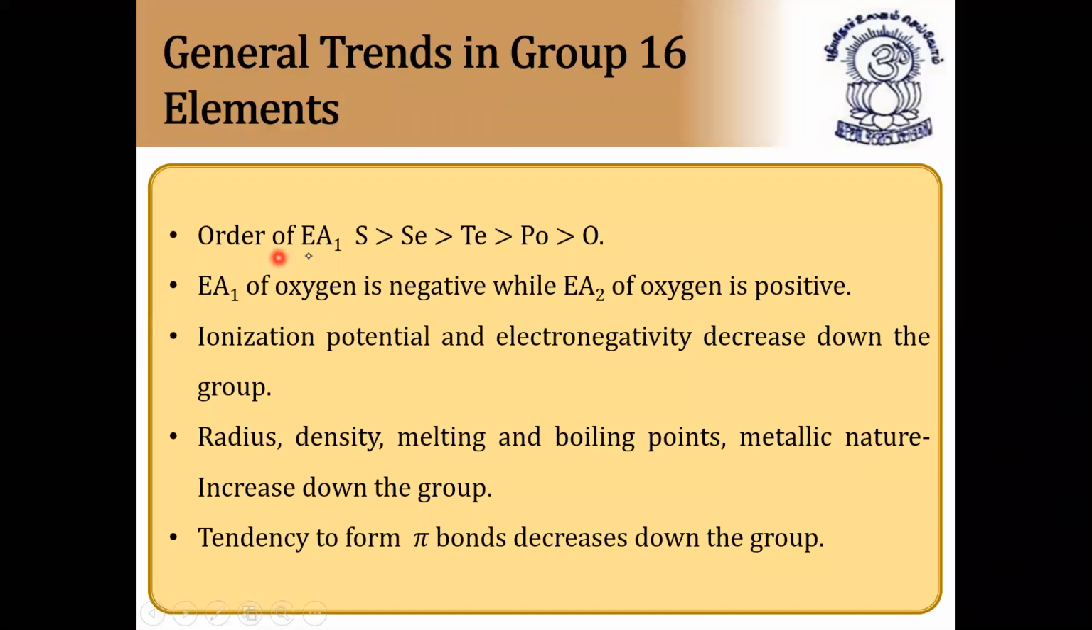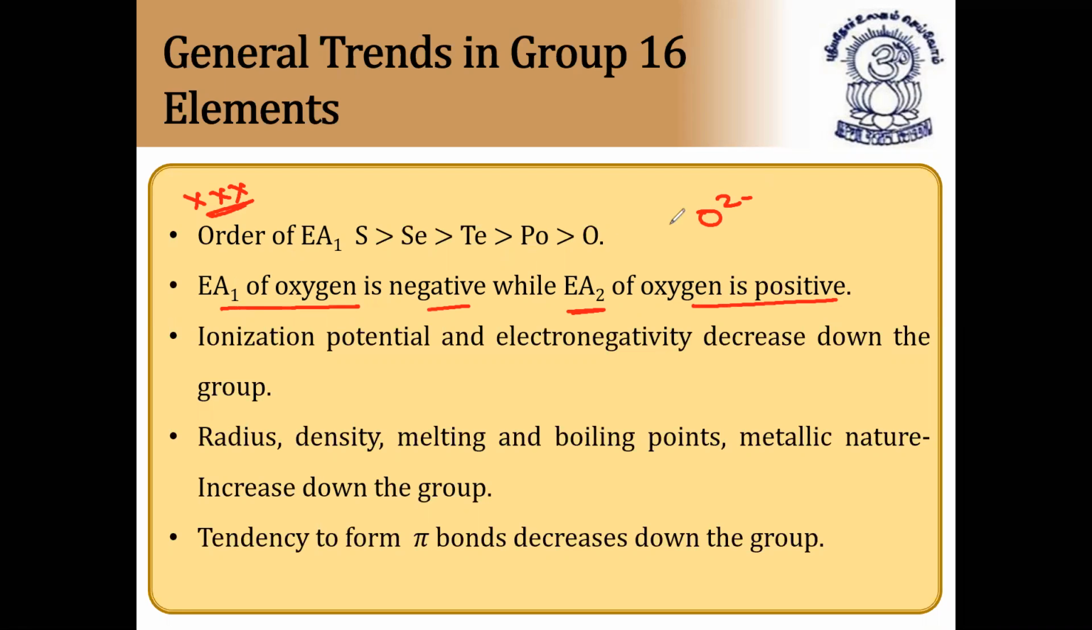Order of electron affinity: sulfur, selenium, tellurium, polonium, and oxygen. All these points are important. These are additional points which I have designed for you, especially for objective exams. Order of electron affinity 1 or electronegativity 1. Very important point. Electron affinity EA1 of oxygen is negative, while EA2 of oxygen is positive. Means what? We can remove 2 electrons from oxygen.